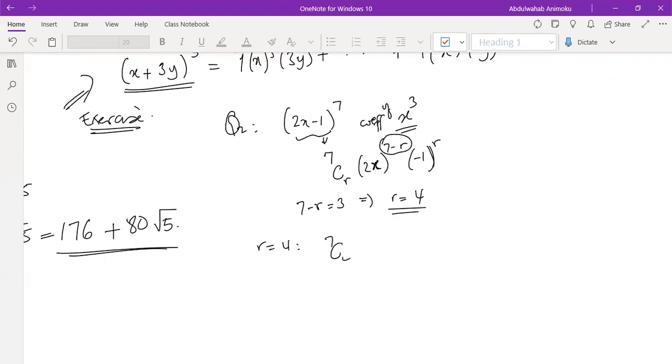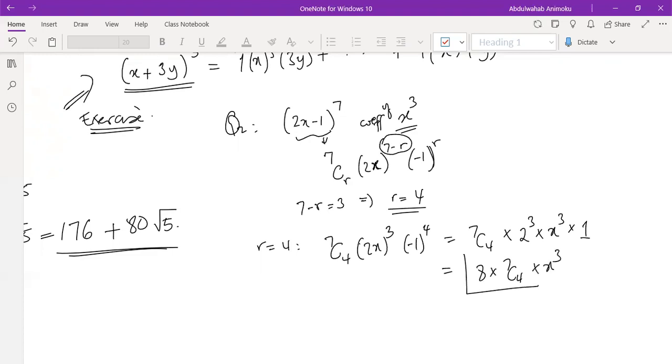That will be 7 combination 4, 2x raised to power 7 minus 4, which is 3, then minus 1 raised to power 4. Okay, so this gives us 7 combination 4, 2 raised to power 3, x raised to power 3, minus 1 raised to power 4 is just 1. So your answer will be 8 times 7 combination 4 times x raised to power 3. So these numbers, when multiplied together, would give us the coefficient of what? x raised to power 3. Is 8 times 7 combination 4. So this is your final answer.